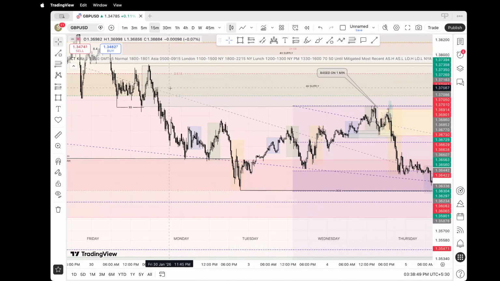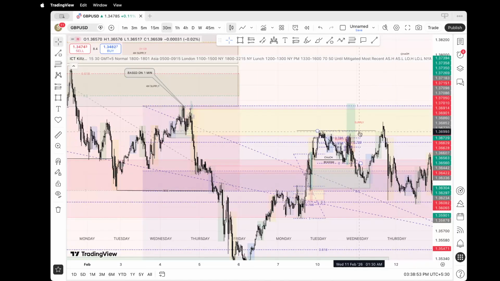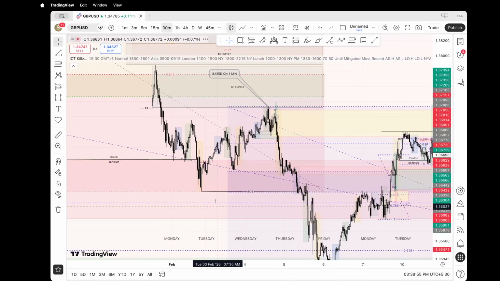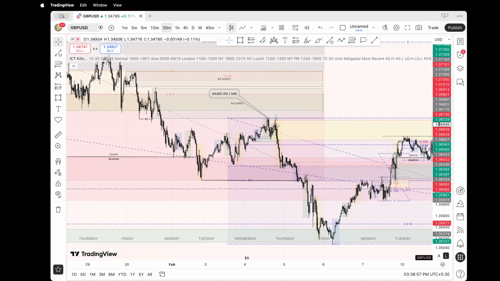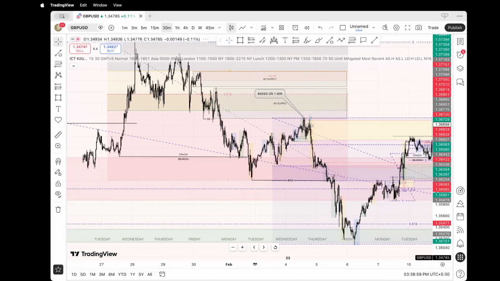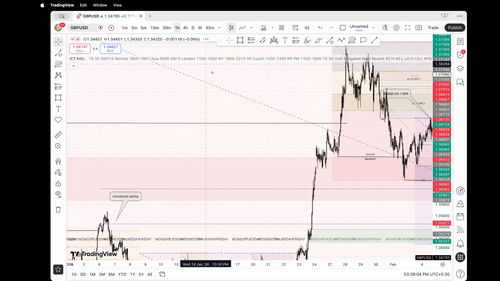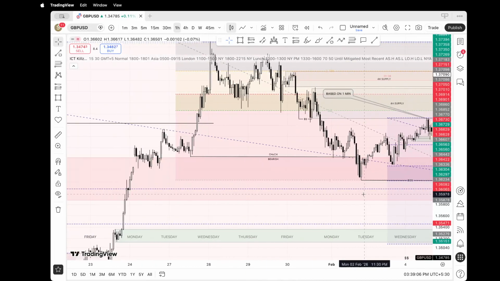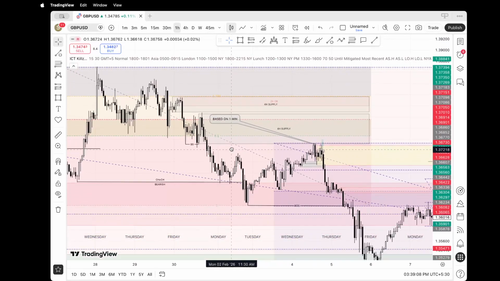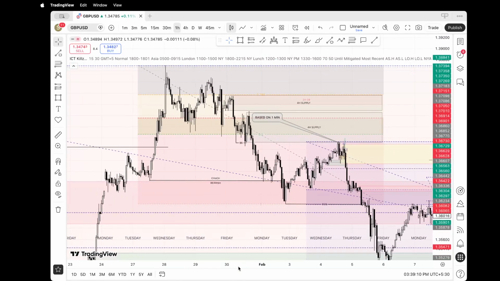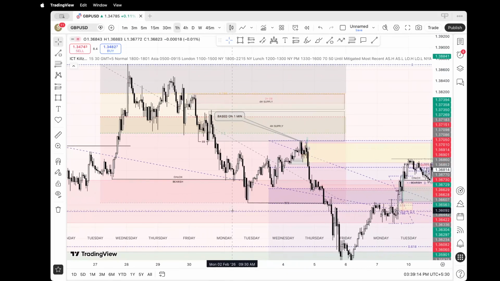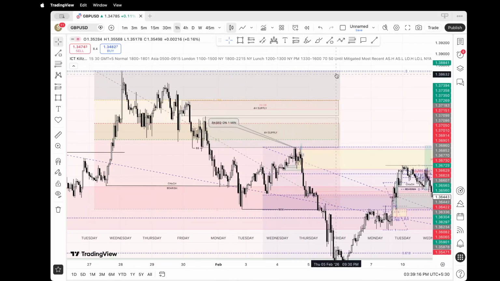It gave a change of character. So yes, we will see here at a higher time frame this particular break of structure, change of character from here till here. So let's quickly draw one.